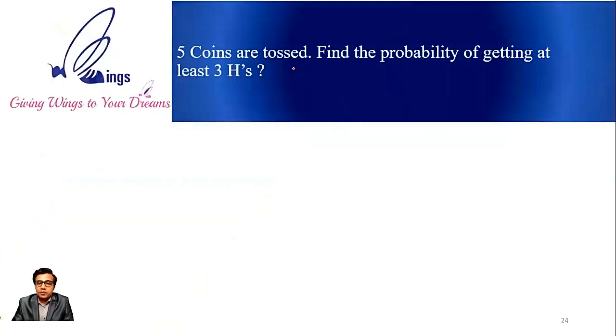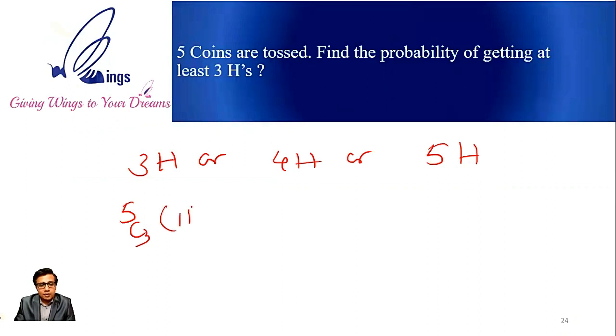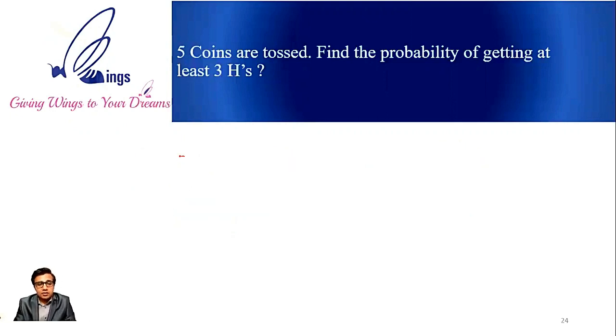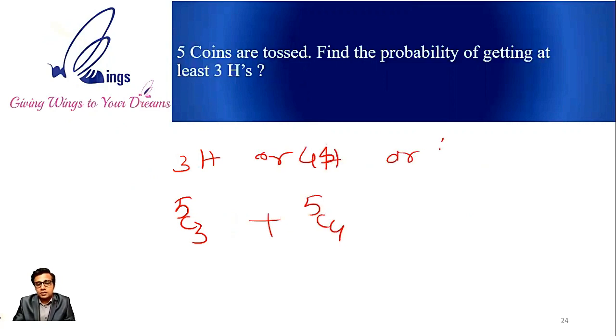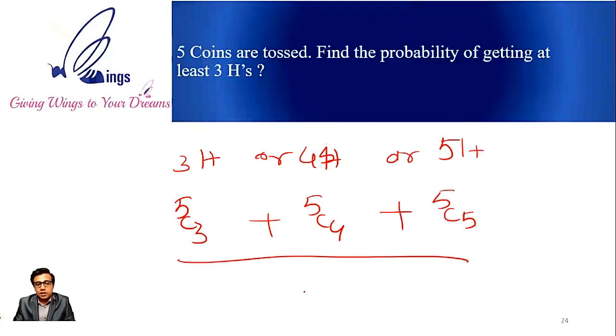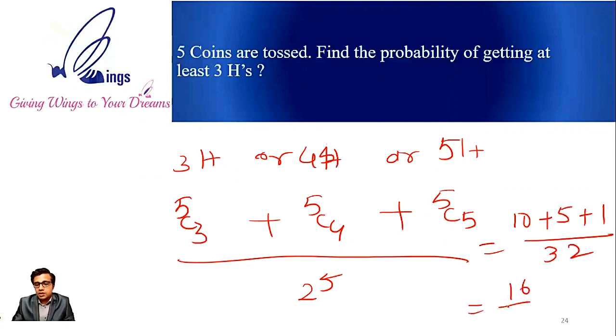Similarly, if the question is 5 coins are tossed, find the probability of getting at least 3 heads, which means it can be 3 heads or 4 heads or 5 heads. 5C3. Now we can write 1^3 here and 1^2 here, because in 3 places only head is coming, in 2 places only tail is coming. But because after calculation this 1^3 and 1^2 is going to be 1 only, there's no need to write this. You can directly write 5C3 for 3 heads, 5C4 for 4 heads, and 5C5 for 5 heads, divided by 2^5. So 5C3 is 10, 5C4 is 5, and 5C5 is 1. So this is going to be 16/32, or 1/2.